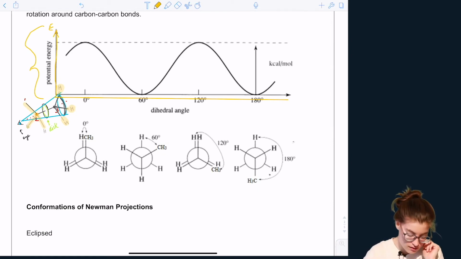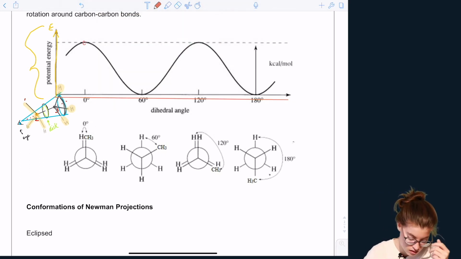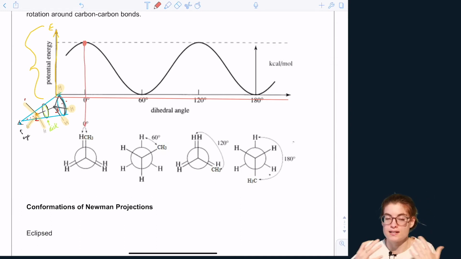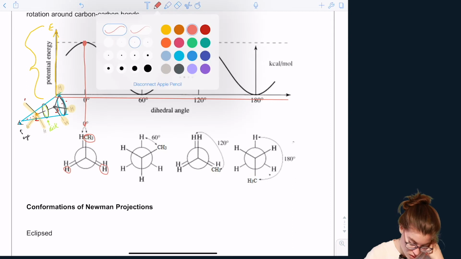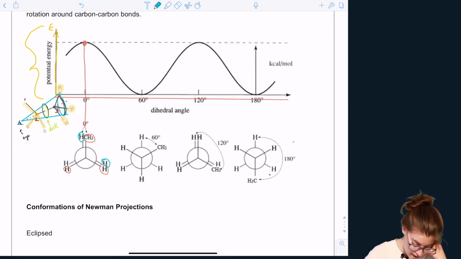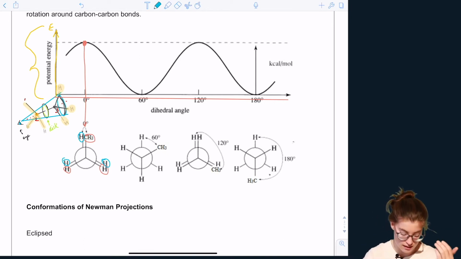But notice the molecule's energy is very high when we have lots of crowding, lots of steric hindrance. Why do we have lots of steric hindrance? Well, because the groups on the front carbon and the groups on the back carbon are very close to each other. They're pretty much overlapping, okay? So that means that they're very close to each other relative to when we put them in a more staggered position.